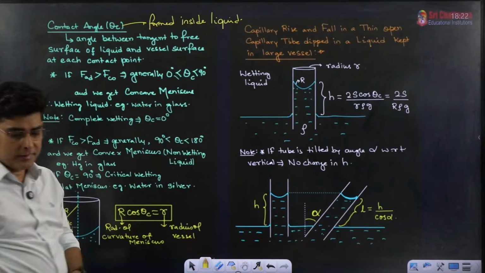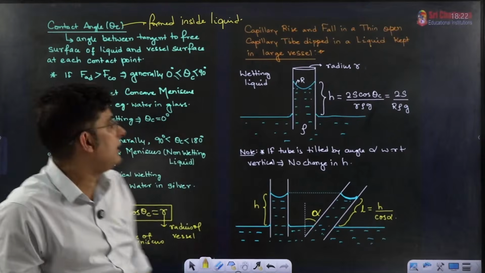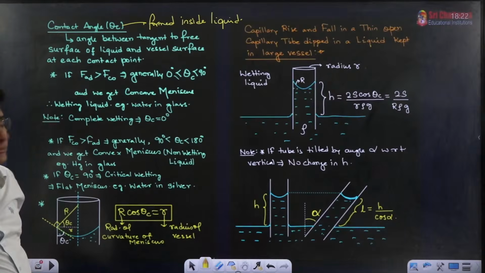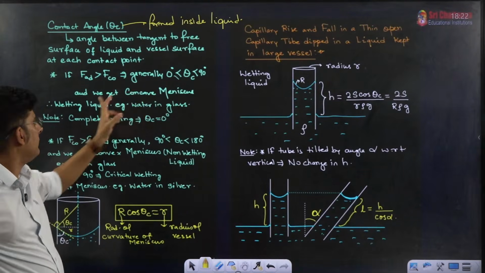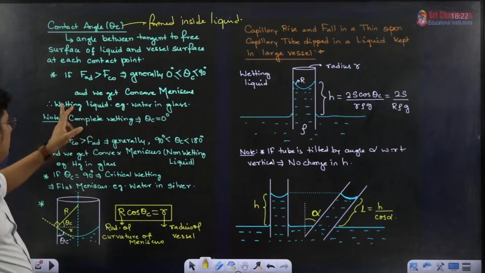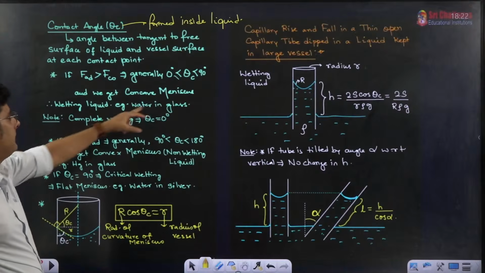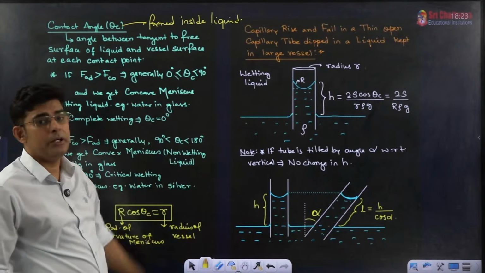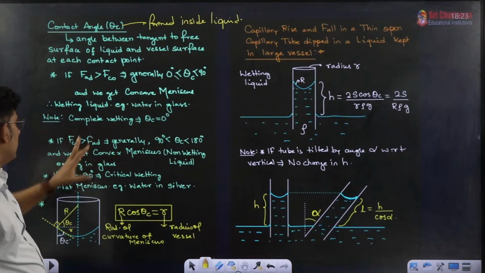Generally, adhesive forces are the forces exerted by other molecules, like those of the vessel, on the liquid molecules. When adhesive force is greater than cohesive, generally it is found that the contact angle is acute and we get a concave meniscus, and such a liquid is called a wetting liquid, it will stick to the surface. Example, water in glass. If it is complete wetting, theta c will become 0 degree. Complete wetting theta c is 0 degree.